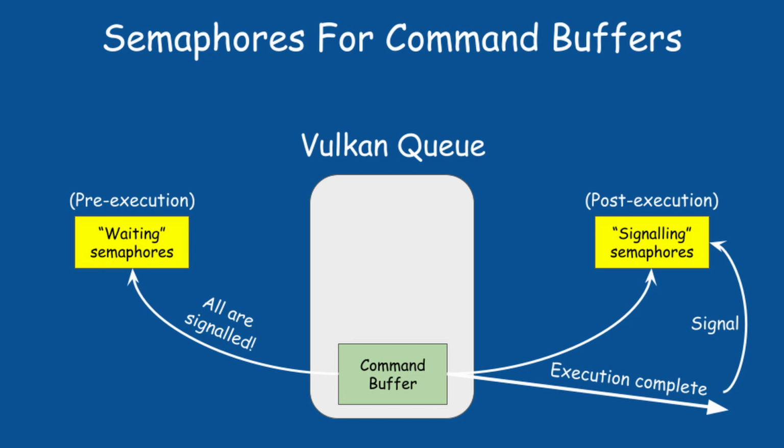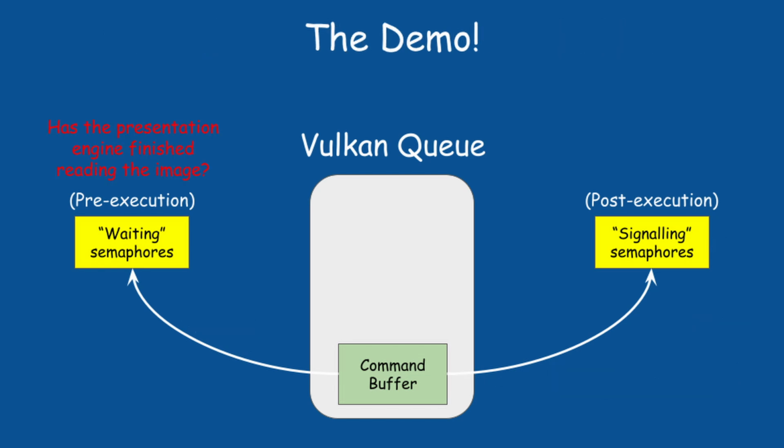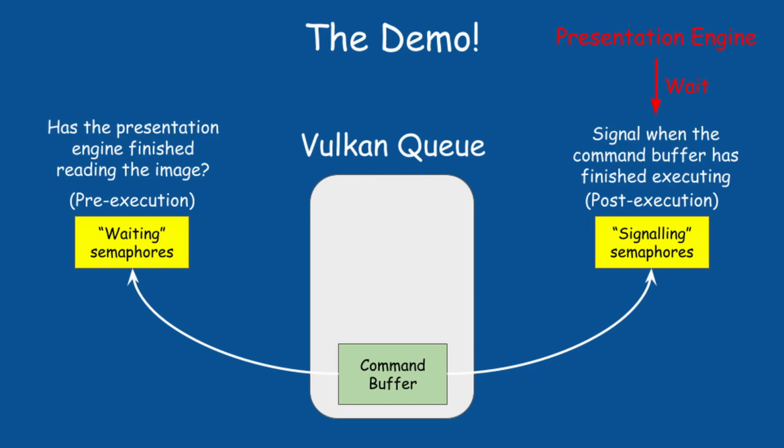It is also possible not to provide pre- or post-semaphores, or both. In the example today, we make use of a pre-semaphore, which indicates when the presentation engine has finished with the image. We also have a post-semaphore to indicate that the command buffer is finished executing. The present operation has to wait on the post-semaphore so that we don't present an image before the corresponding command buffer is finished. So when is the pre-semaphore signaled?